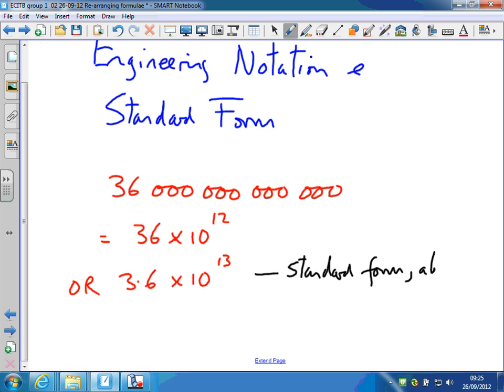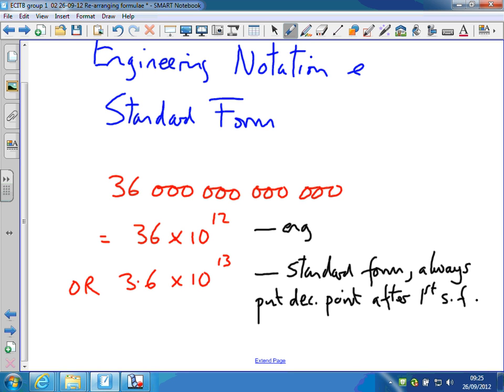And we always put the decimal point after the first significant figure. So that's standard form. However, in engineering, we tend to stick to engineering notation. So this is engineering notation, where the power is a multiple of 3. So that's the only difference between the two, really.